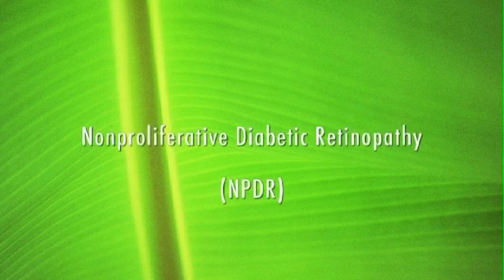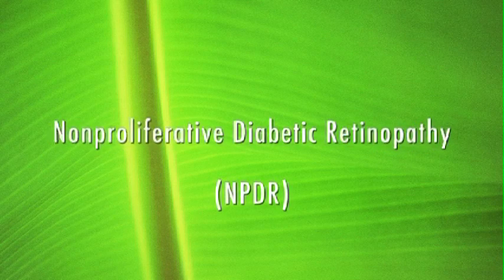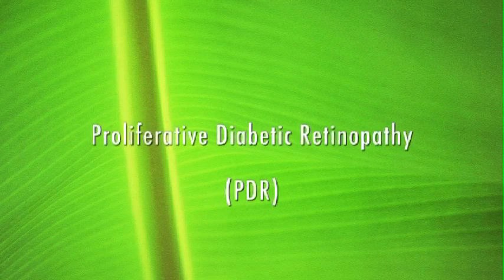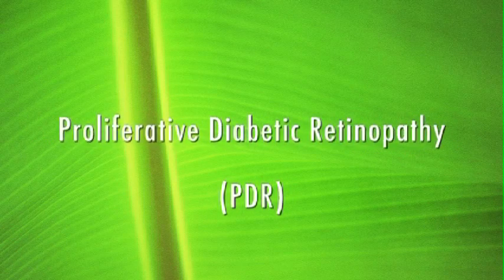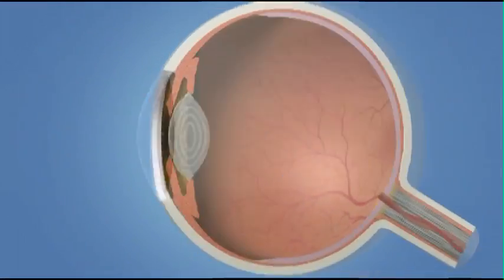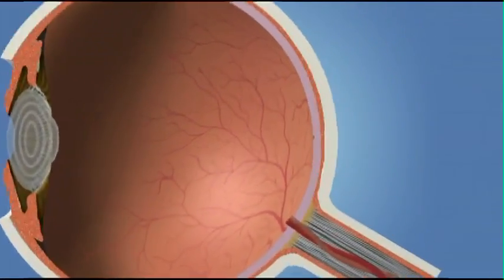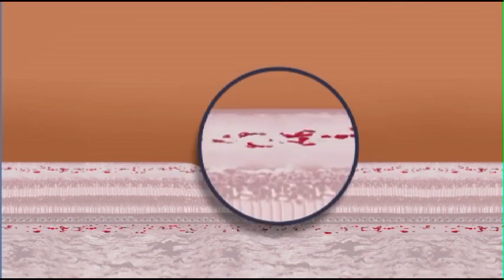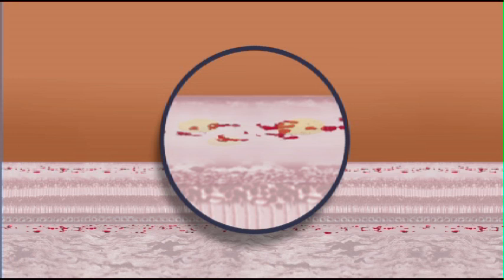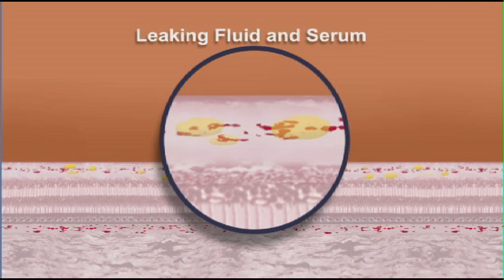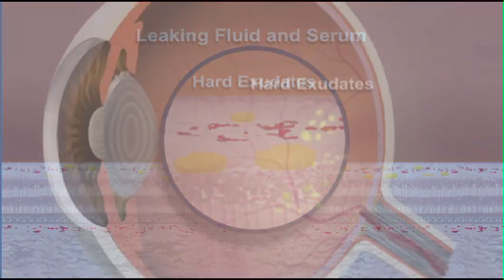One type is called non-proliferative diabetic retinopathy, or NPDR. Another type is called proliferative diabetic retinopathy, or PDR. With NPDR, damaged blood vessels in the retina begin to leak fluids, including small amounts of blood, into the retina. Sometimes deposits of fats may leak inside the retina. These deposits are called hard exudates.